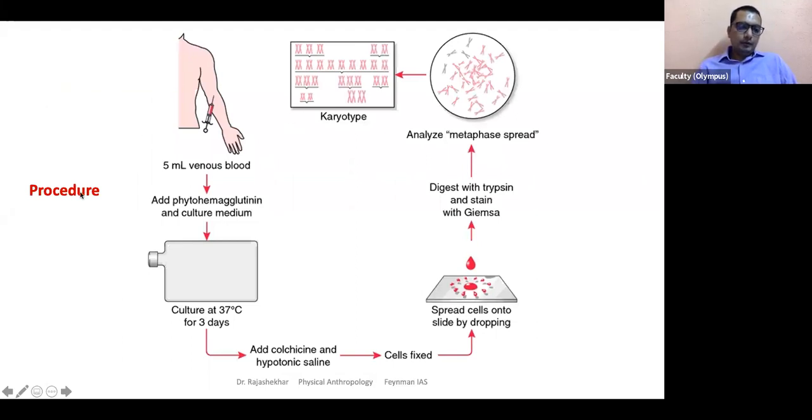Procedure wise, the principle is to organize chromosomes in a certain order. And how do you get these chromosomes? I'm going to explain the principle as part of the procedure now. First of all, let's say that a patient is suffering from a genetic problem or there are indications. A genetic counselor has recommended some genetic screening, cytogenetic studies, to be done.